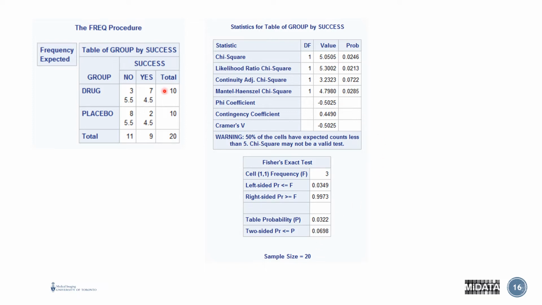Now, interestingly, if you use the continuity adjusted chi-square, which I said is the Yates correction and should be used when you are dealing with small numbers, you then end up with a probability of 0.0722, which is actually very close to the Fisher's exact test. It would not be a good idea to use the likelihood ratio chi-square in this case, because the p-values here would be biased.